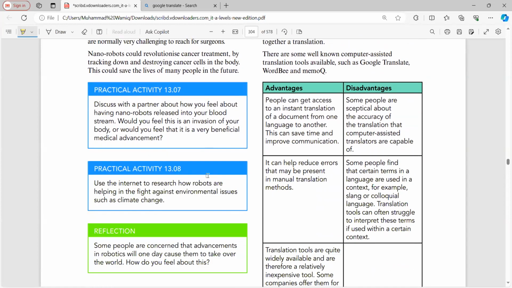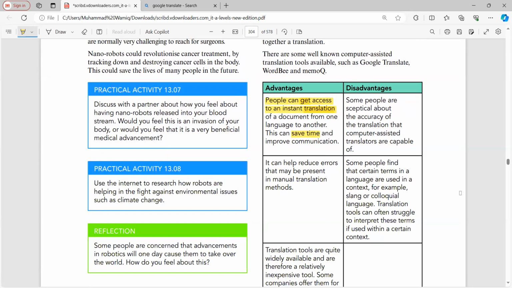What are certain advantages and disadvantages of this software? An advantage is that people can get instant translation of a document from one language to another, which can save time and improve communication as well. A disadvantage is that the accuracy of these translation software is inconsistent. That means they are not always accurate when it comes to a translation.